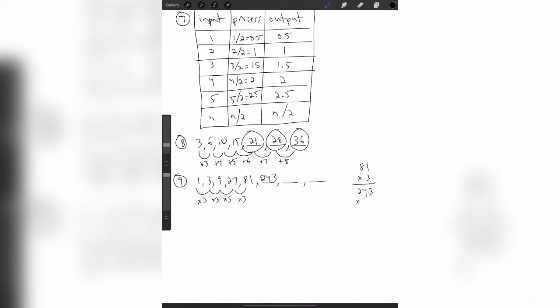Okay, 243 times 3, and you can use a calculator if you really want. 3 times 3 is 9, 3 times 4 is 12, 3 times 2 is 6, and so on, giving 729. These numbers are getting big. Then 729 times 3 gives 2,187. And these are the next three terms. So each time we multiplied by 3, so we identified a pattern and we're able to answer the problem.